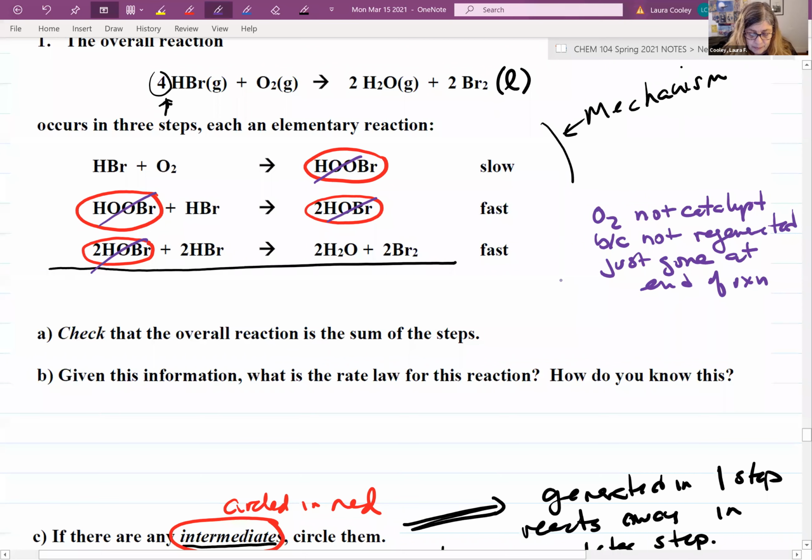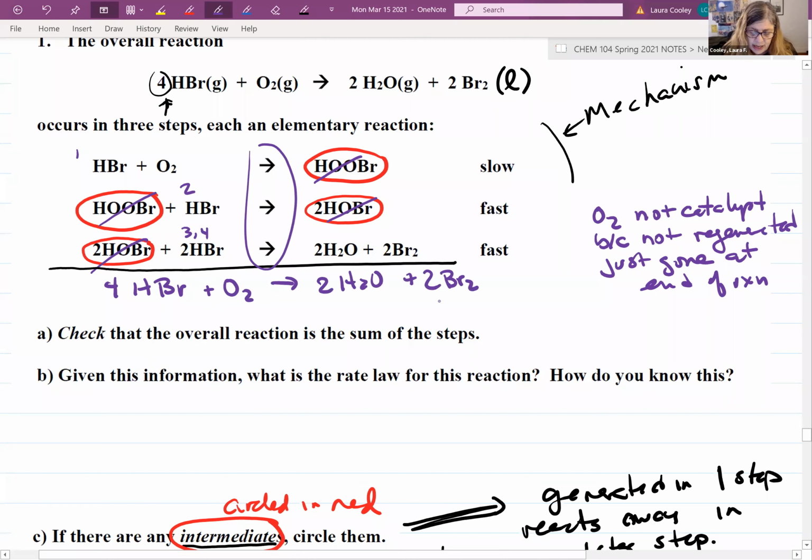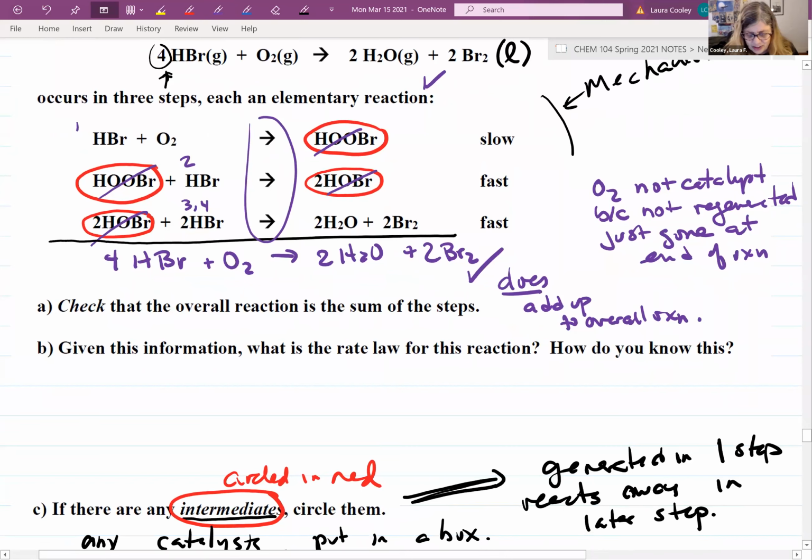Okay. And actually, so we've already canceled the intermediate. So let's count the HBrs. Here's one, here's another one, then there's 3, 4. So there's 4 HBr on this side. There's 1 O2. Notice I line up these. That's the best way to do it. Gives you 2 H2O plus 2 Br2. So yes, this is the correct overall reaction. It does add up to the overall reaction.